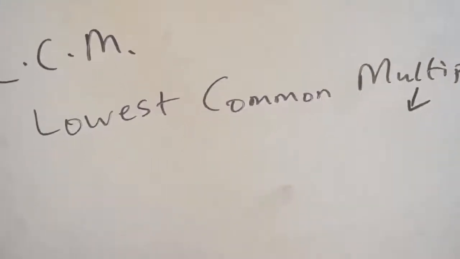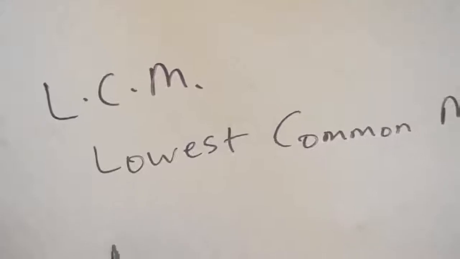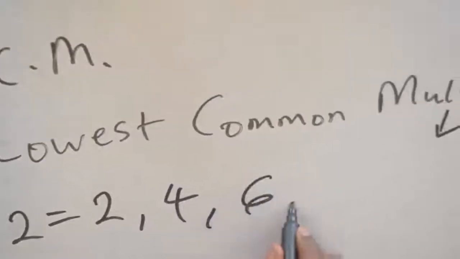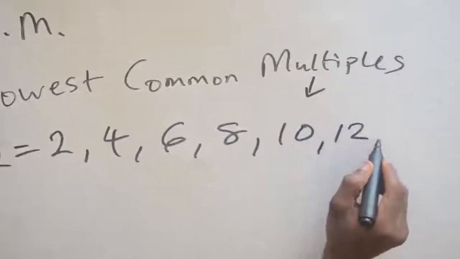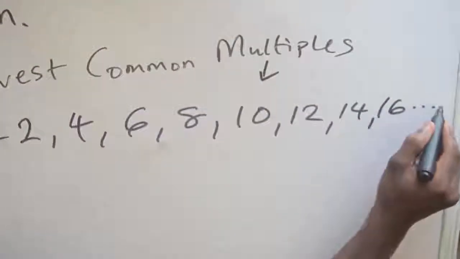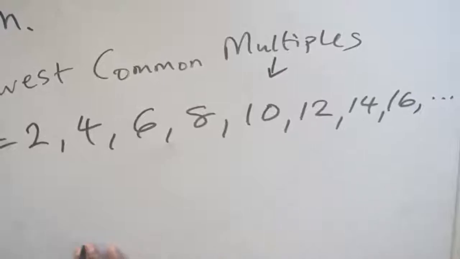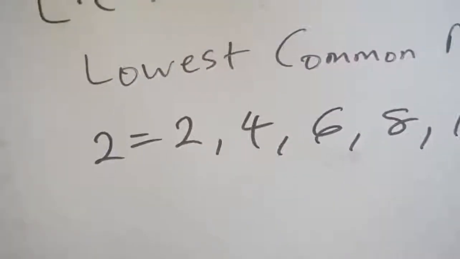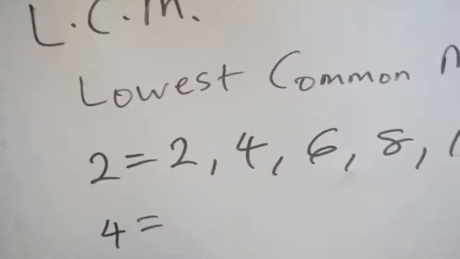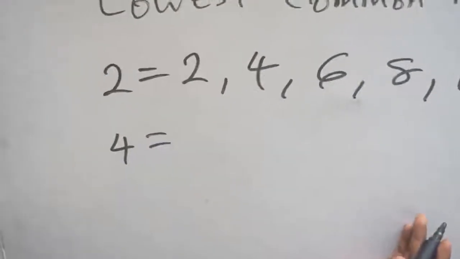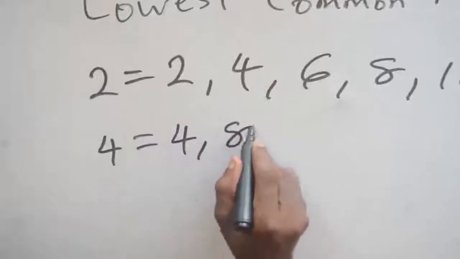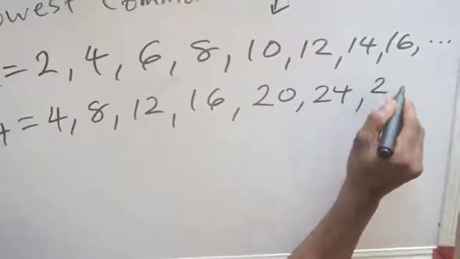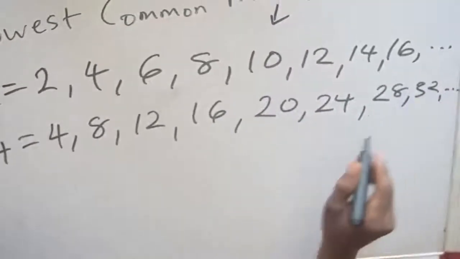Take for instance, if I say write down the multiples of 2, we cannot finish it. Multiples of 2 start from 2 times 1, which is 2, 4, 6, 8, 10, 12, 14, 16, and it continues. You can't finish multiples. If I say get multiples of 4, it is just like writing the multiplication table of 4. So we have 4, 8, 12, 16, 20, 24, 28, 32, etc.